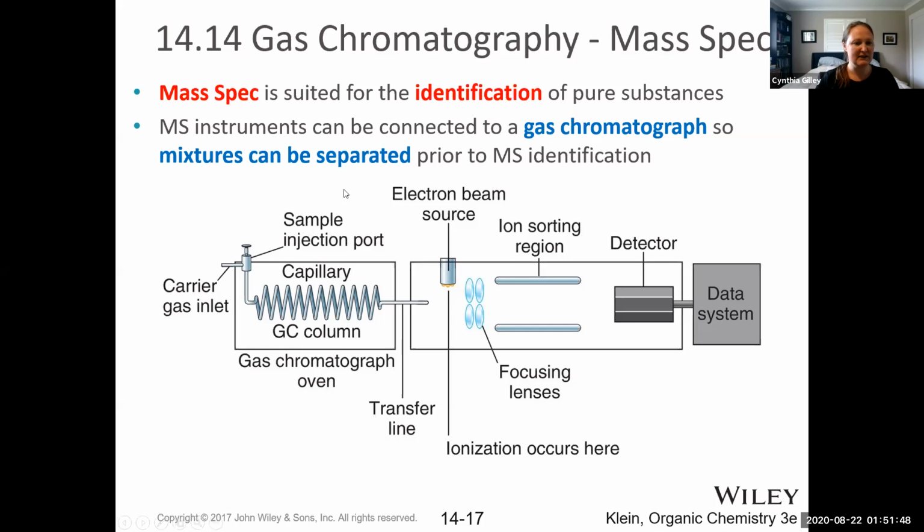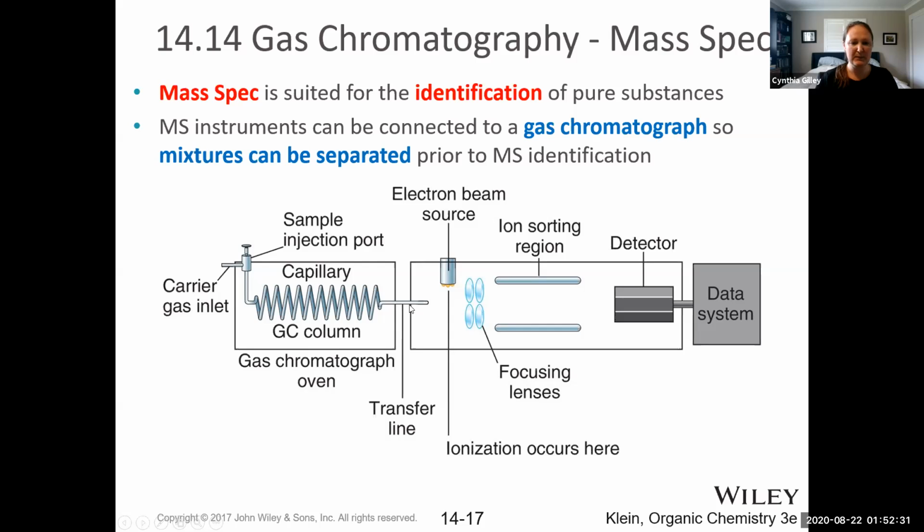So the sample initially gets injected into the GC, and notice the word chromatograph, which is short for chromatography, right? This is a way of separating compounds, just like a TLC plate separates compounds. A gas chromatograph also separates compounds based on their affinity for a mobile or a stationary phase. The mobile phase is a gas in this case, hence the term gas chromatography, and the stationary phase is usually a solid. So it goes through a long column, and compounds get separated based on affinity for that stationary phase.